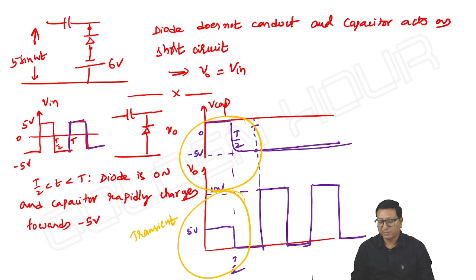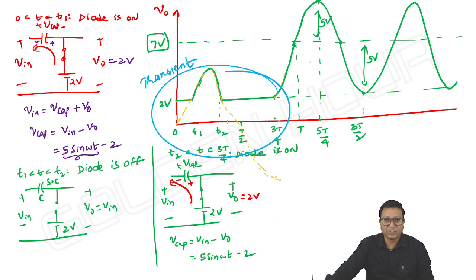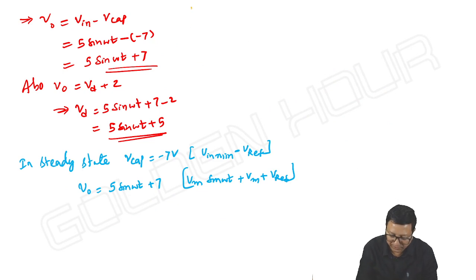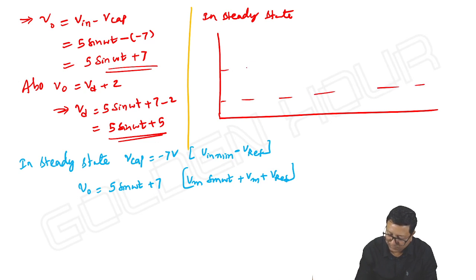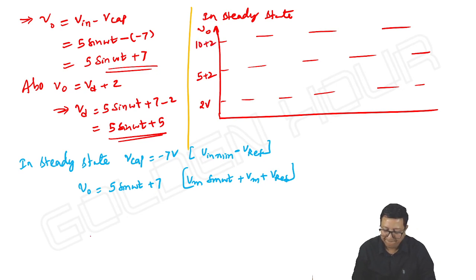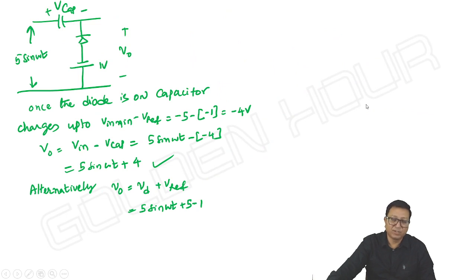Okay, that's it. So here, did I write the steady state waveform? We discussed all these things. In steady state, V output is 2 volts, it is 5 plus 2, and it is 10 plus 2. This way. If V reference is -1, then it comes down by an amount of V reference.